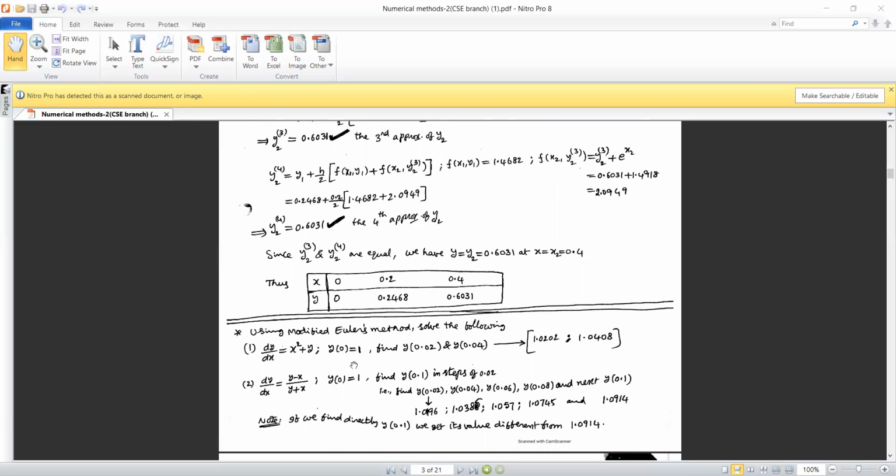In this problem also the step size is not mentioned. So we have to consider the step size in such a way that we can reach both the values of x as per our requirement. So in this condition, we will consider h equal to 0.02. This problem requires two steps. In one step, we will reach the value of y at x equal to 0.02, and in the second step, after adding one more step size, we will reach the value of y at x equal to 0.04.